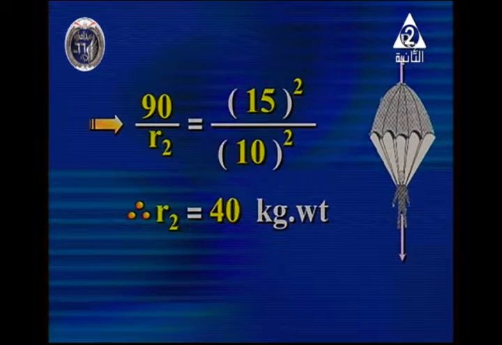When R2 equals 40, V2 equals 10. But when R1 equals 90, then V1 equals 15. 15 squared is 225, 10 squared is 100. We use cross multiplication to find the value of R2 equals 40 gram weight.